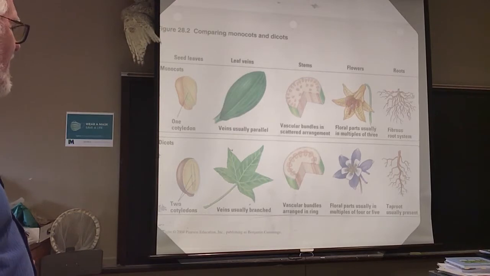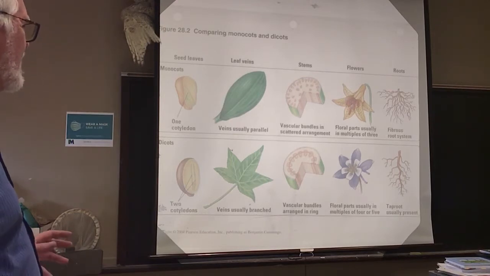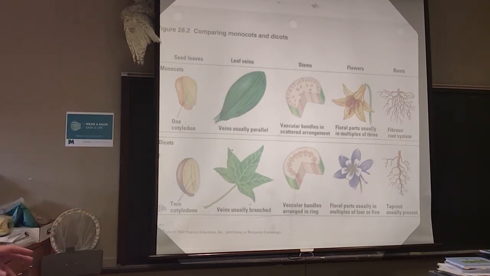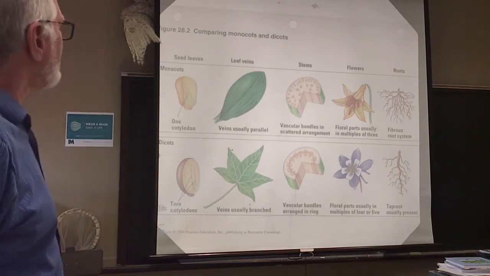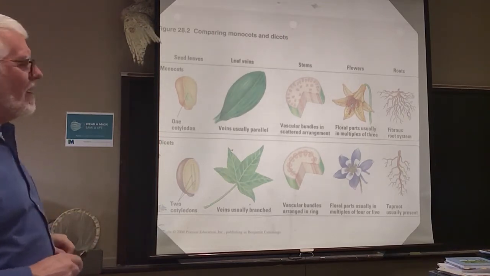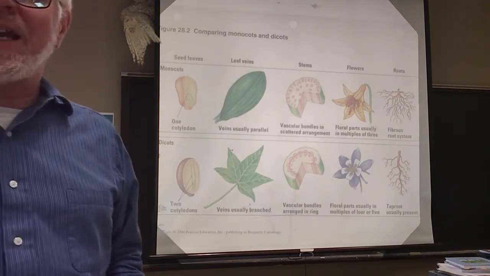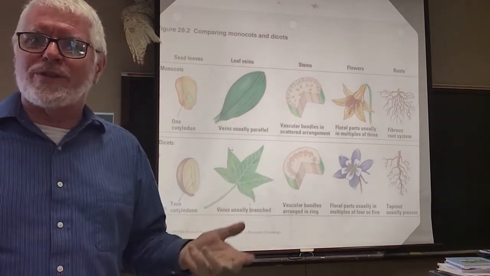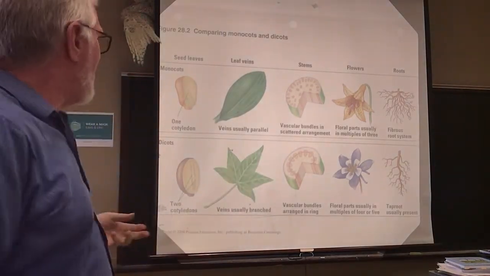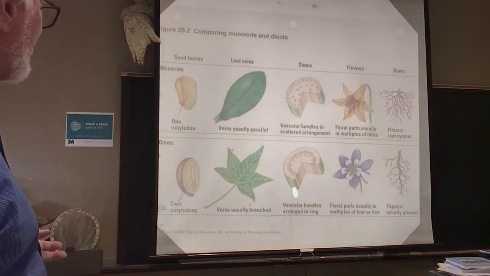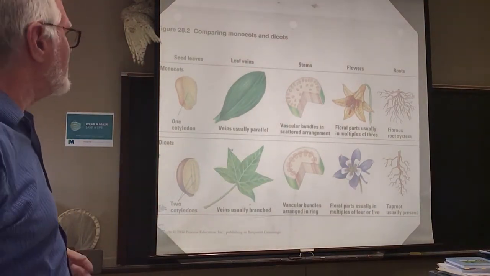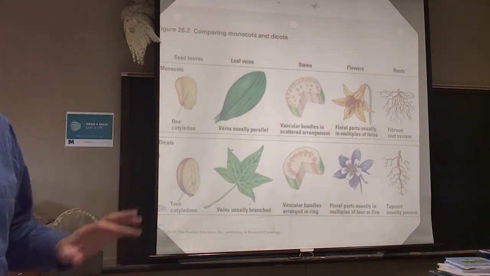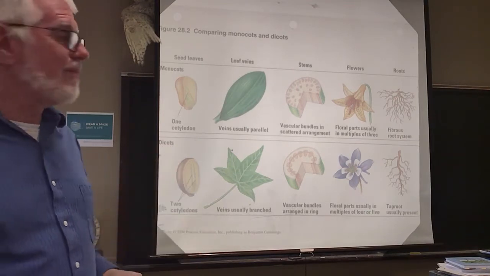Now, for me, the easiest way to remember is to think of corn as a typical monocot. If you're familiar with corn plants, or at least ears of corn, that could be useful. And for a typical dicot, I tend to think of maple trees. But that helps a little bit.